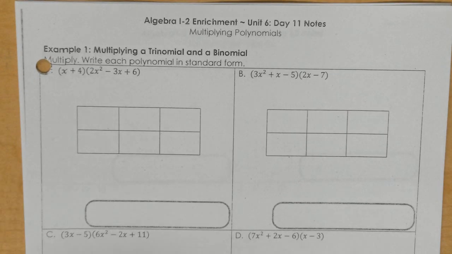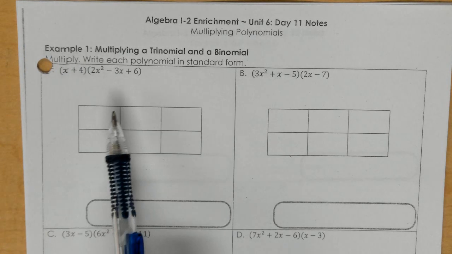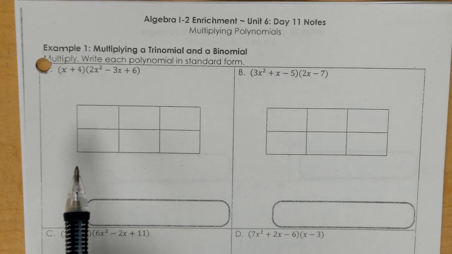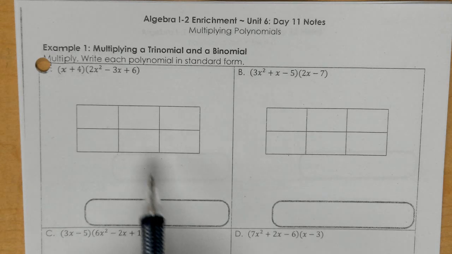For day 11 notes, we're still multiplying polynomials. This is the last day of multiplying polynomials. And in this case, we have a 2 by 3, meaning we have a binomial times a trinomial. So my array here, which looks like a rectangle, but it's a 2 by 3. So 2 rows by 3 columns.